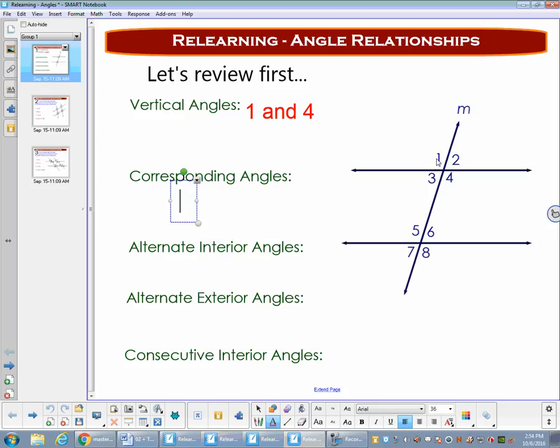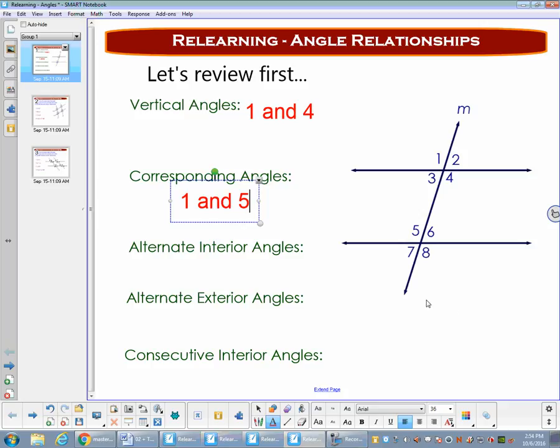Corresponding, these four correspond with four angles down here, but each one has an individual one it corresponds to. 1 corresponds with 5, and then 2 will correspond with 6, 3 and 7, 4 and 8. Interior angles are the inside, exterior on the top and bottom. Well, not always top and bottom. It's on the inside and on the outside of the lines.